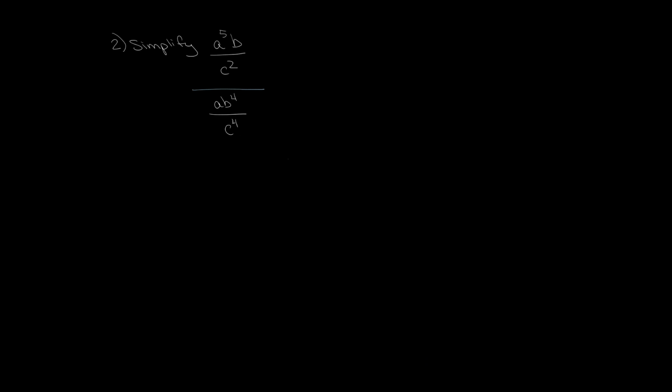In this problem, I'm going to be showing you how to simplify a complex fraction. So it's a fraction within a fraction. You know that when you're dividing by fractions, you have to multiply by the reciprocal of the denominator. So I'm going to rewrite the numerator, a to the 5th b over c squared, and then multiply the denominator. So instead of a b to the 4th over c to the 4th, I'm going to rewrite that as c to the 4th over a b to the 4th. So I'm going to multiply by the reciprocal of the denominator. And now I can simplify.